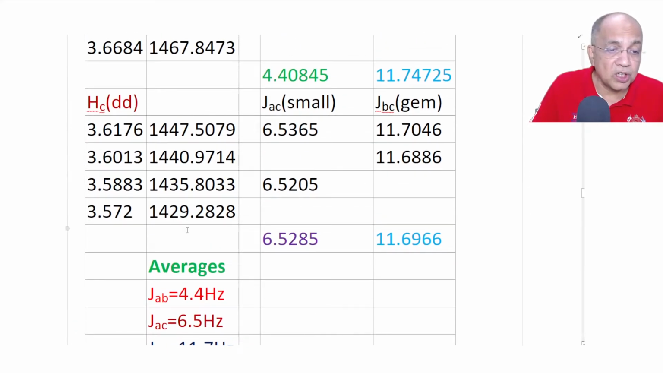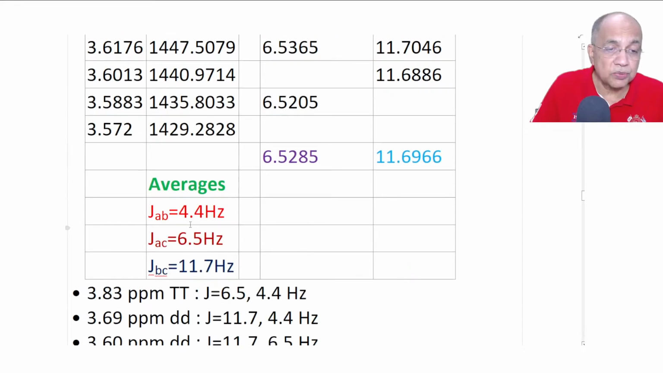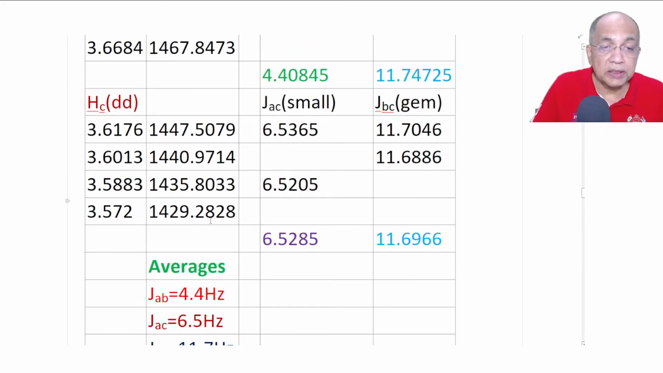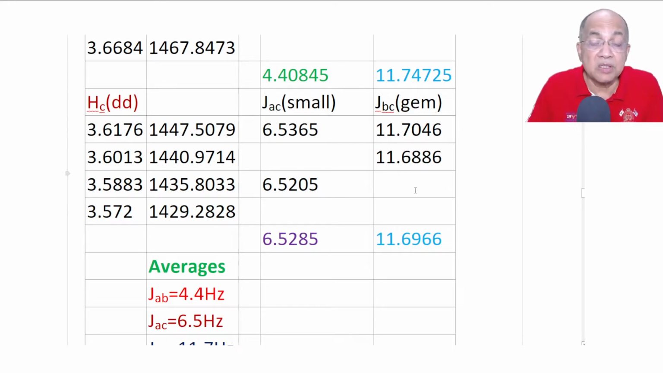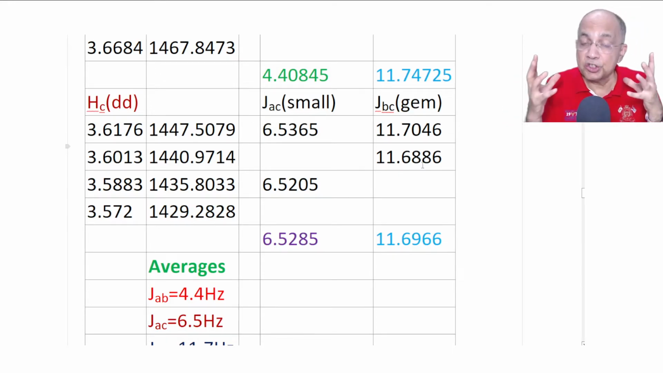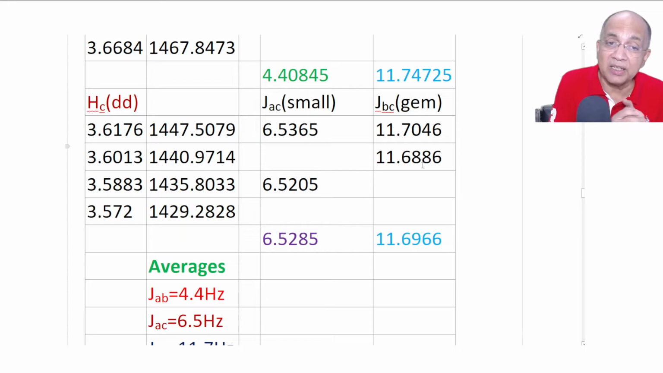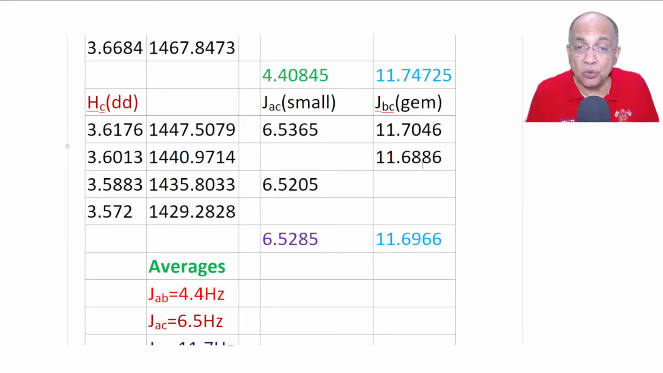this is the small J value, 6.52. This is the big J value, 11.69. Understandable, because this geminal coupling is stronger. I mean, it's stronger than the vicinal J3. So we have got it.